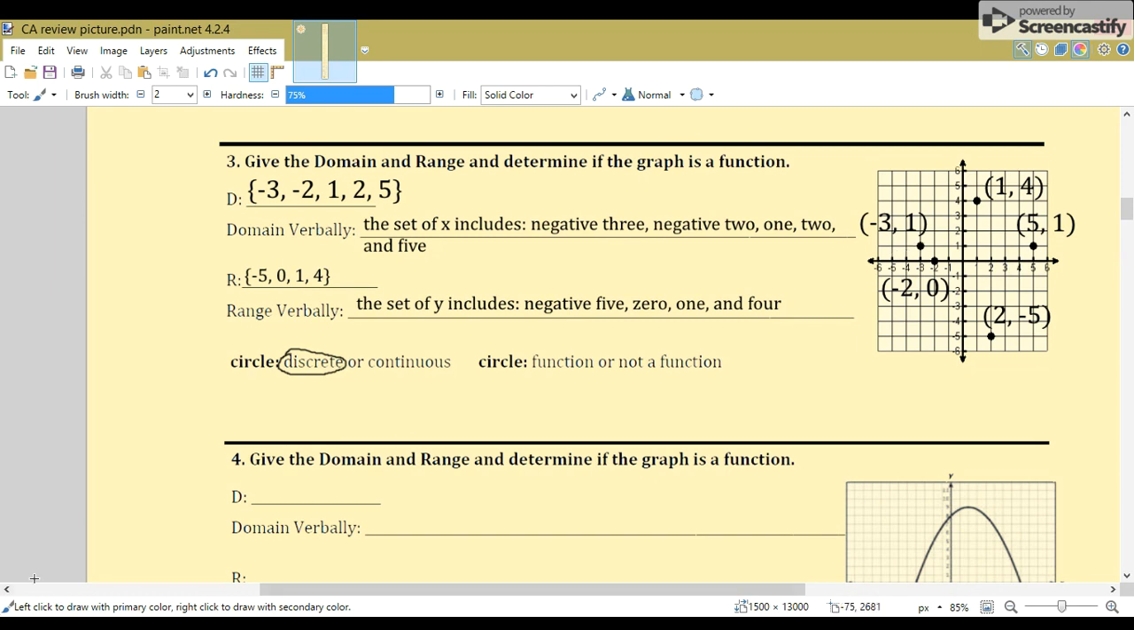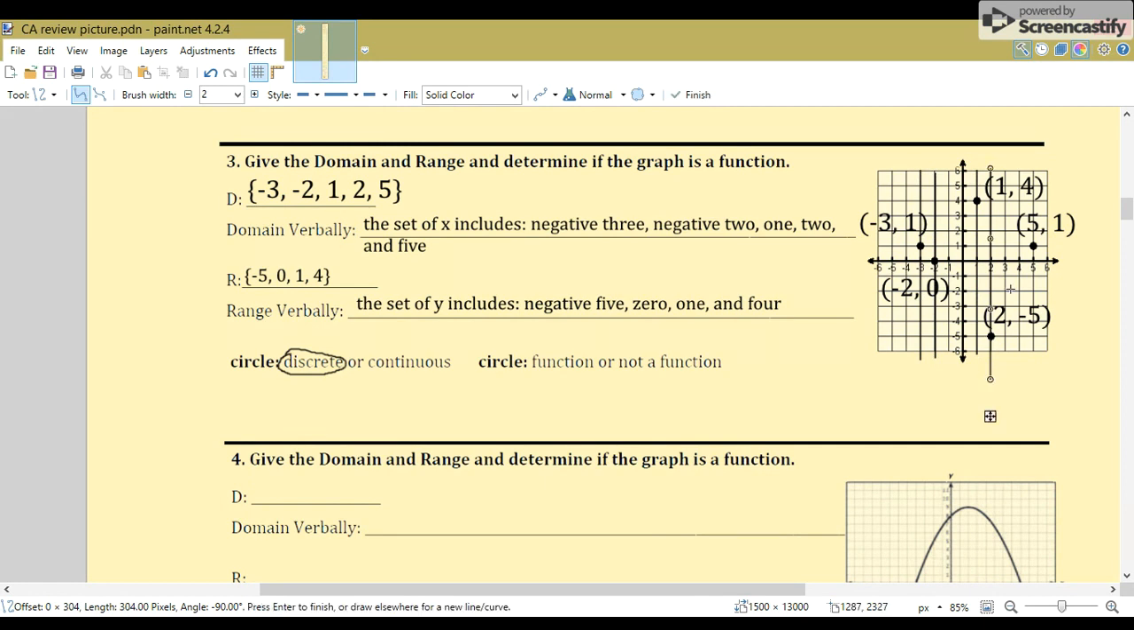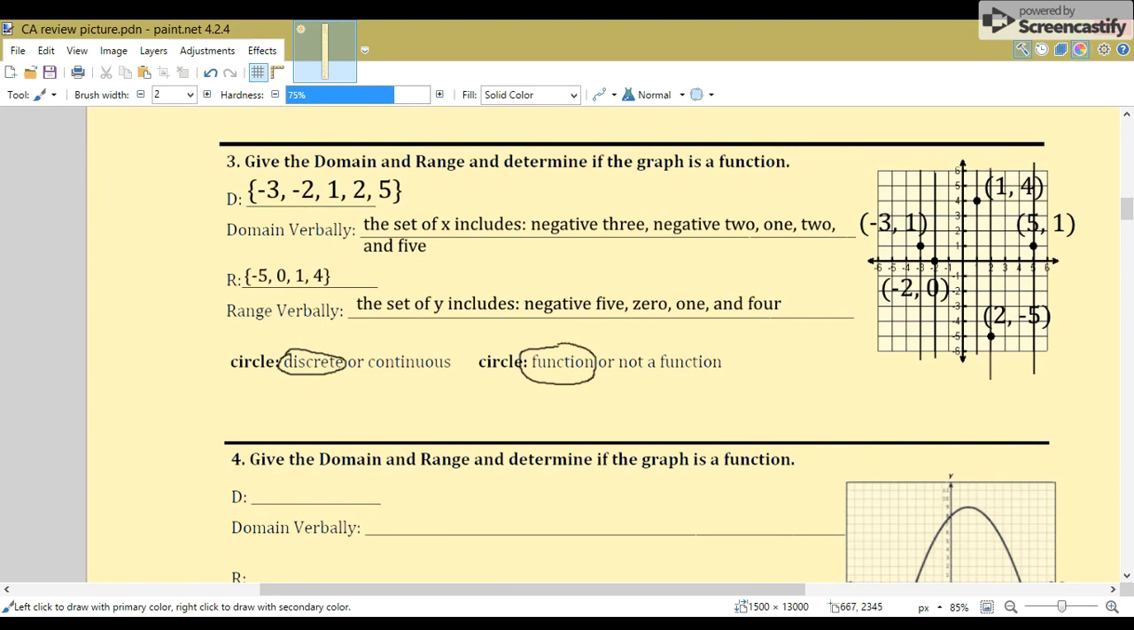If you do the vertical line test, that's where we're going to draw a vertical line on each point. Notice that none of the lines have more than one point at the same time. So that means it passes the vertical line test. That means that it is a function.